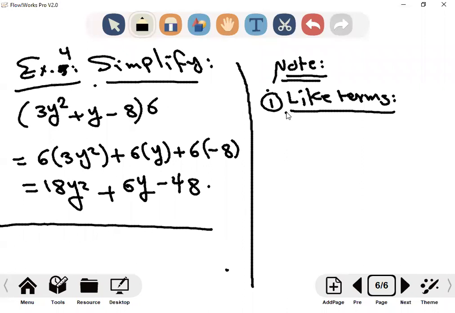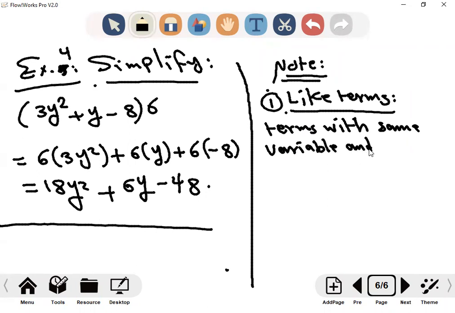Now, what are the like terms? Like terms are terms with the same variable, or sometimes more than one variable, and the same what? Exponent.